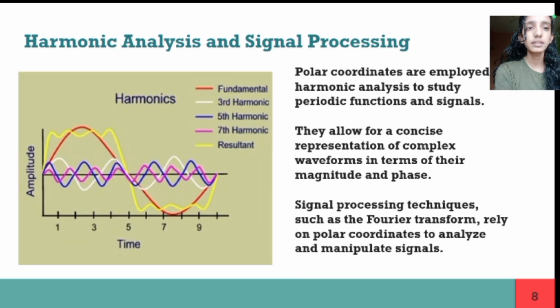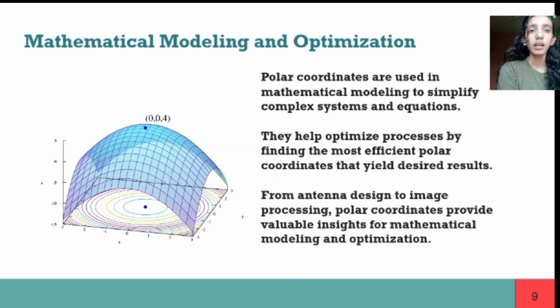Harmonic analysis and signal processing. Polar coordinates are employed in harmonic analysis to study periodic functions and signals. They allow for a concise representation of complex waveforms in terms of their magnitude and phase. Signal processing techniques such as the Fourier transform rely on polar coordinates to analyze and manipulate signals.